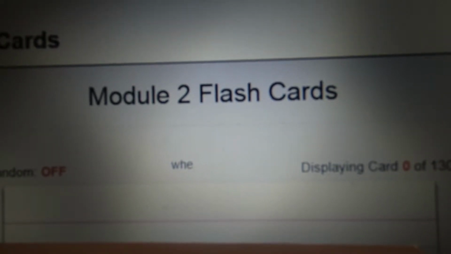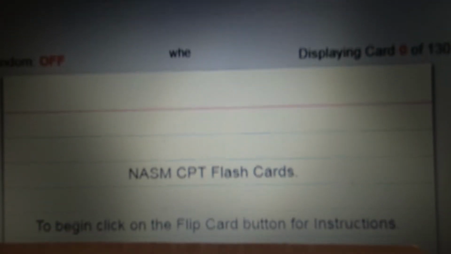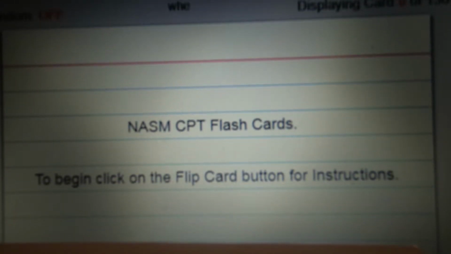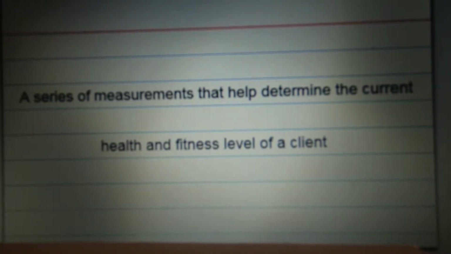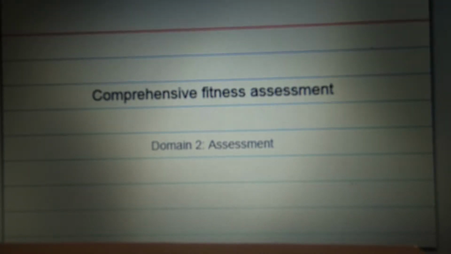This is Module 2, flashcards for the NASM Certified Personal Trainer exam. Here we go. A series of measurements that helps determine the current health and fitness level of a client. Comprehensive fitness assessment. Information that is gathered from a client including health, history, and medical background.